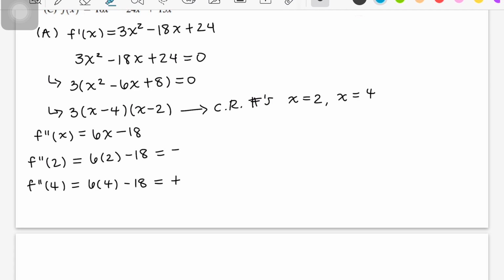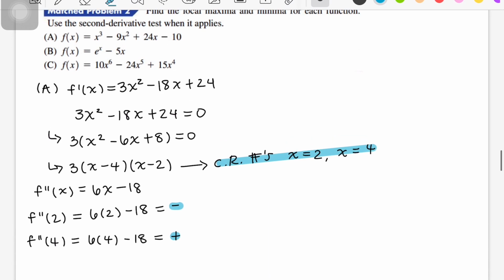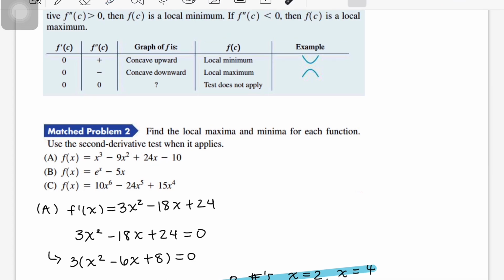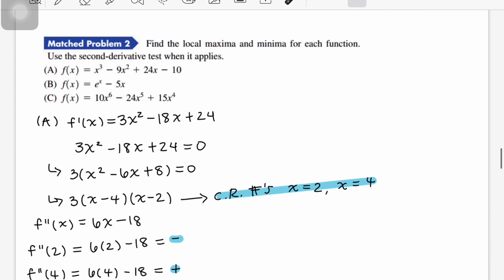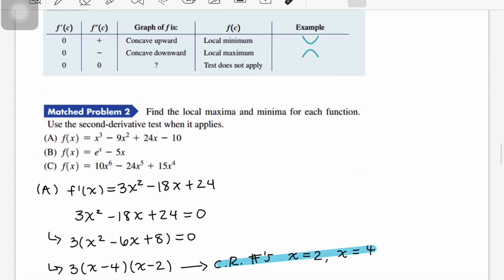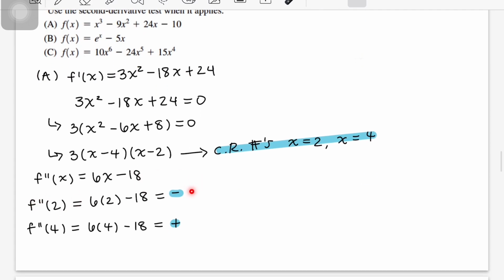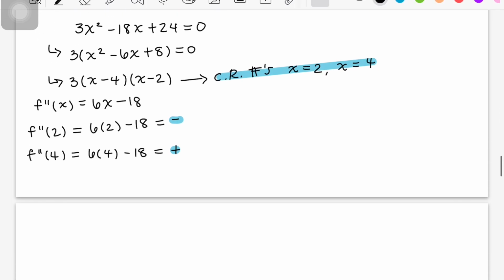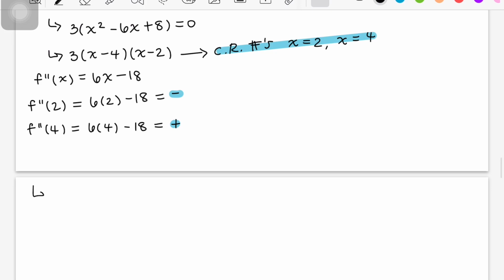Okay, so these are our critical numbers just to keep track of everything. Our second derivative is less than 0 at that point, and greater than 0 at this point. So this tells us we're going to have a local maximum at the first point, and a local minimum at the second point. So what we need to do is find that local max and minimum.